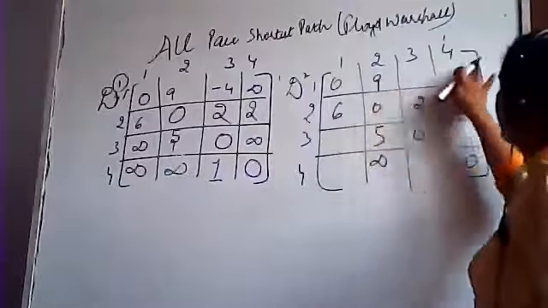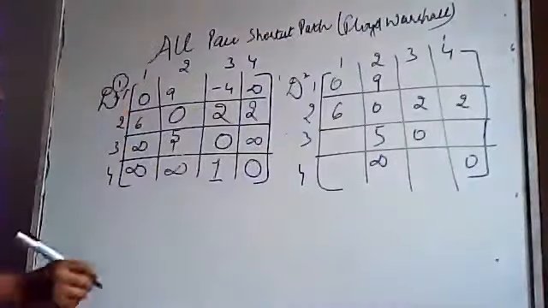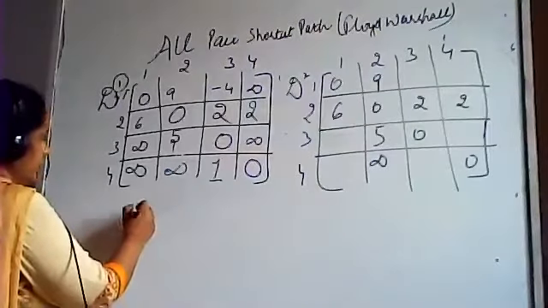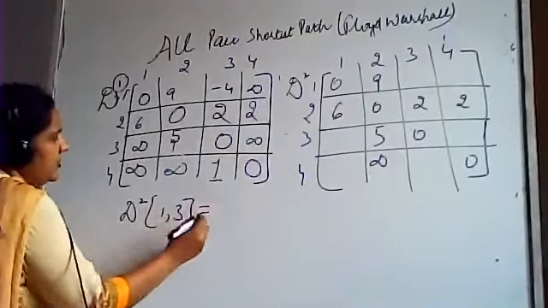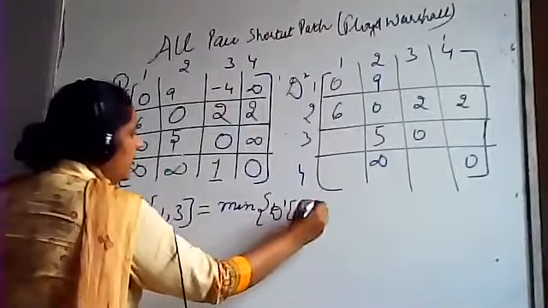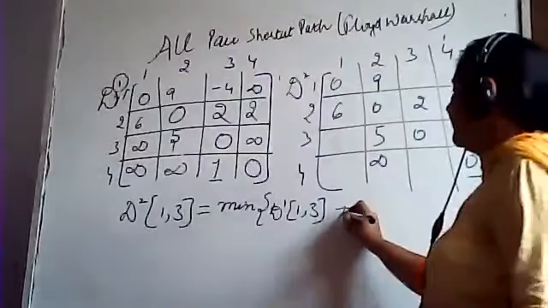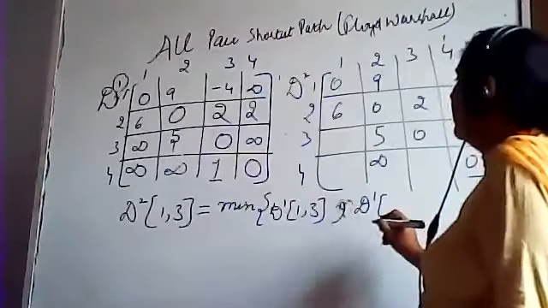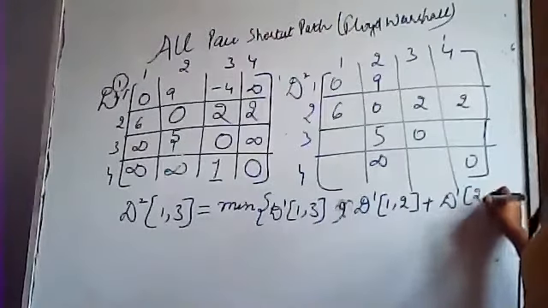How many values are there? 1, 2, 3, 4, 5, 6. Again 6 values we have to calculate. Now I'm not applying the formula, I will do this straight away. D2, which value do we have to calculate? 1, 3. So it is the minimum of D1 of 1, 3 comma D1 of 1, 2 plus D1 of 2, 3.